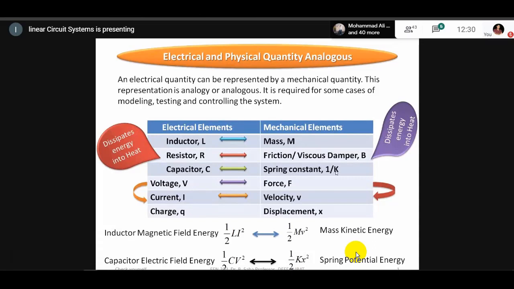Don't confuse it with K. K is a constant value, remember. K is not the kinetic energy. Kinetic energy is a different thing. Kinetic energy is half mv square, that is the mass kinetic energy.